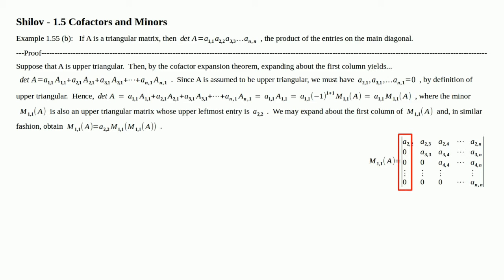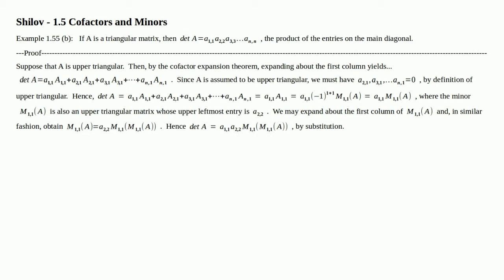We may expand about the first column of M, the minor sub 1, 1 of A, and in a similar fashion obtain that the minor sub 1, 1 of A is equal to a sub 2, 2 times the minor sub 1, 1 of the minor sub 1, 1 of A. So we can take that minor and use the cofactor expansion again, except that notice all the entries in the first column are still 0. So we do this over again, where we just end up with another minor because all the other entries in that column are 0.